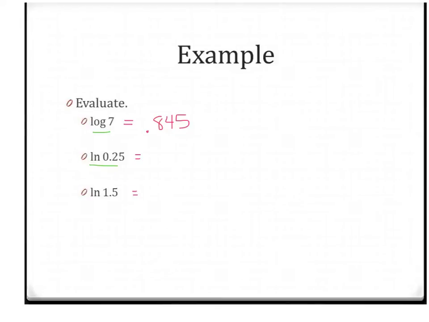The next one, I'm going to press ln 0.25, and you should get -1.386. And the last one, ln 1.5, is 0.405. Those come straight out of the calculator. Your calculator can only do the ones that are either common logarithms or natural logarithms. The other bases your calculator can't do straight away. We're going to have to learn something else to do that.